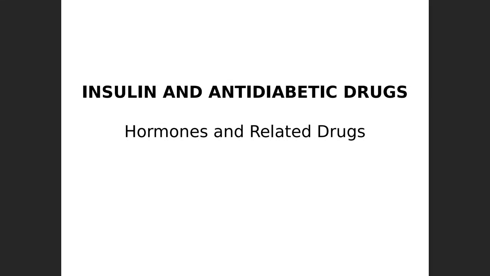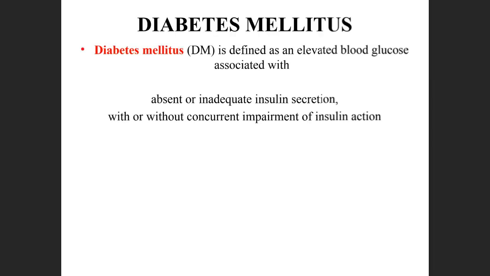Coming to our next lecture, that is insulin and the other anti-diabetic drugs. Apart from that, we are going to see a brief overview about the different hormones and related drugs. So before we start with insulin and the other anti-diabetic drugs, we must first know what is diabetes. We all are aware of diabetes and we all know what diabetes is. Diabetes is the elevated blood glucose levels in the body.